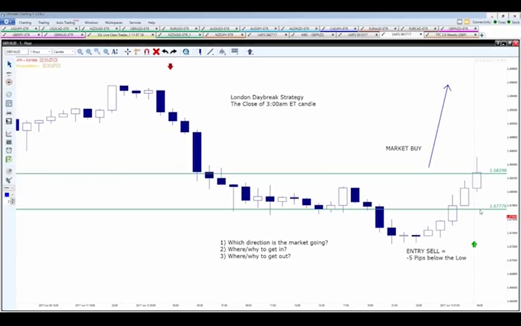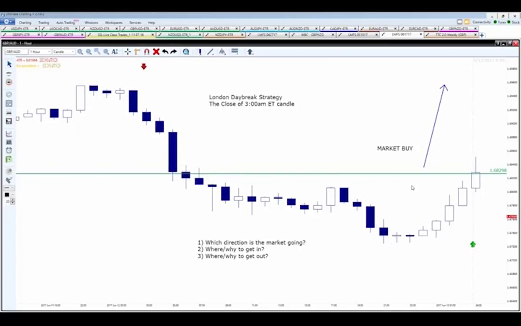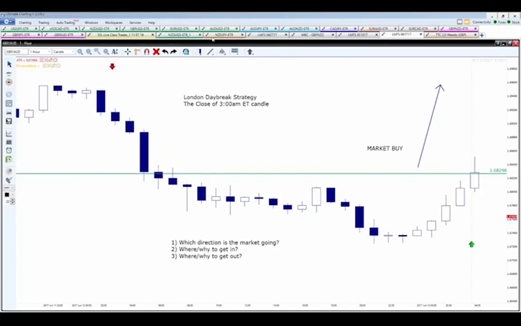Now, the first order of business is to come in here and cancel this opposite order. We're not looking to sell the market. We're looking to buy the market. We believe that market's going to go bullish during the London session. The next order of business, let me make this a little bit bigger. I can zoom in here just a little bit more. We're going to come in here and set a stop loss.